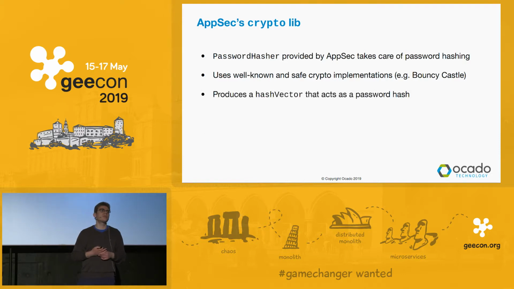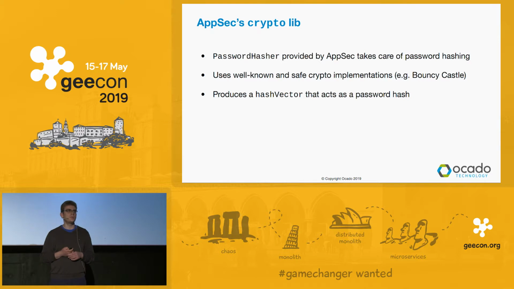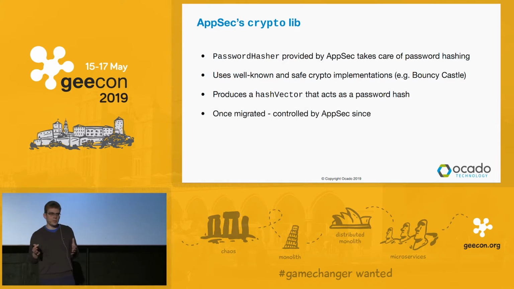And PasswordHasher produces a hash vector that acts as a password hash, and I will dig a little bit deeper into this to show you what the cool features of it are. So once we decide to go with hashing using a password hasher in our application, it is controlled by application security. We don't need to bother changing the parameters because they will only tell us there's a new cryptolib version, just upgrade it and you have the features, right?